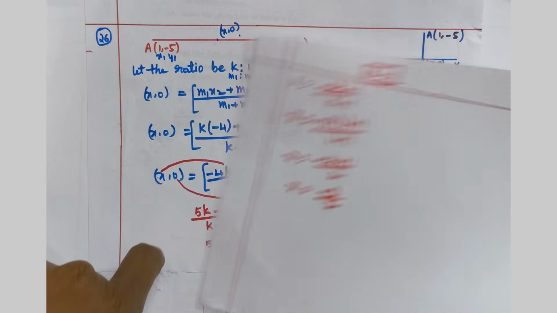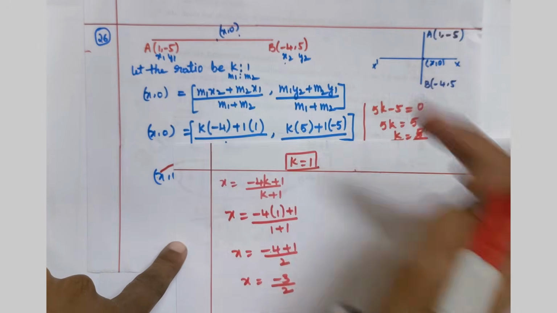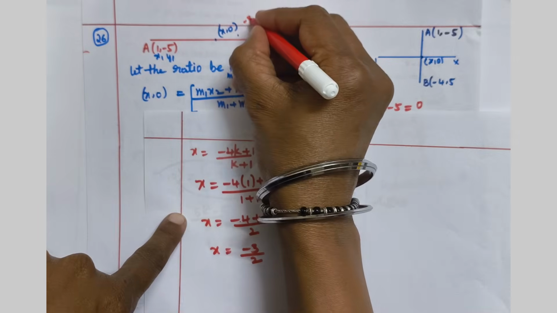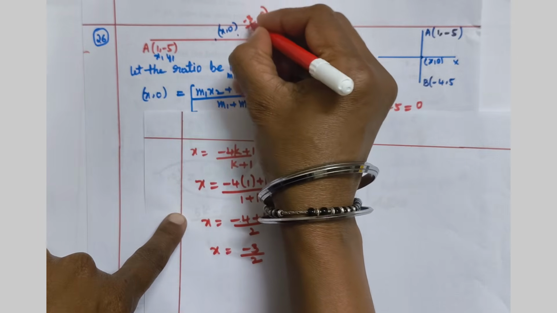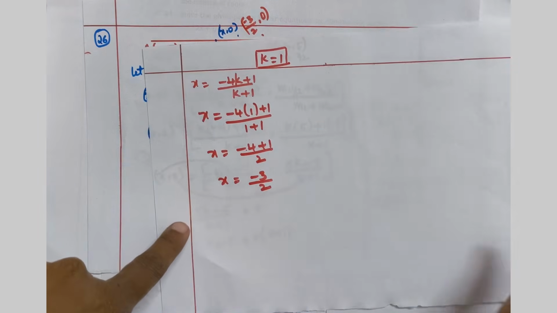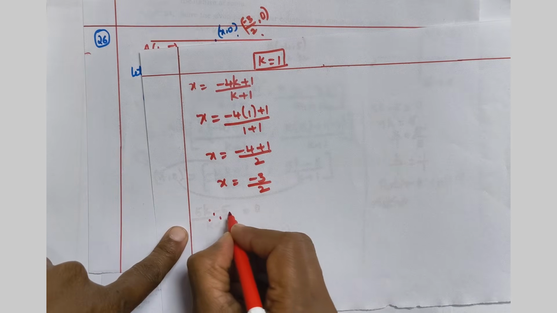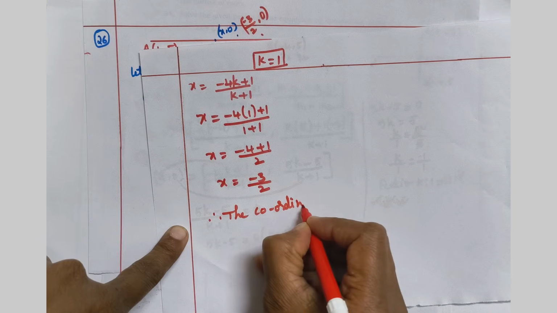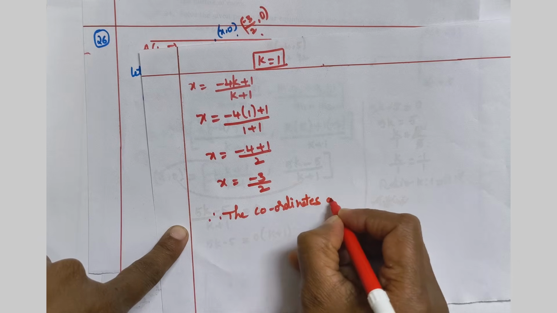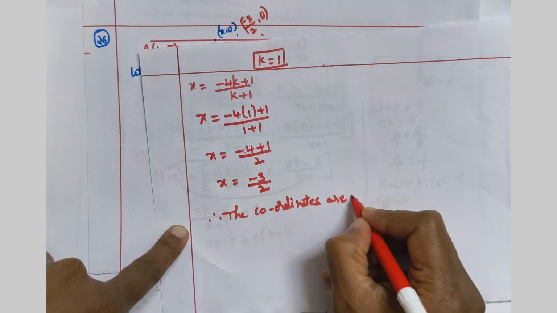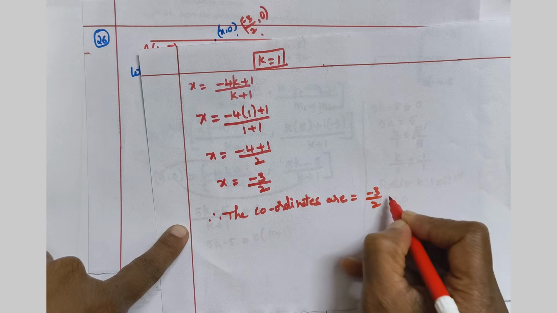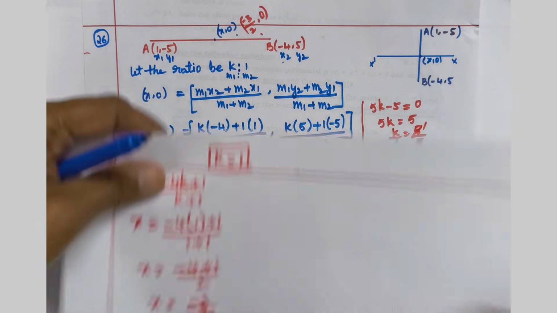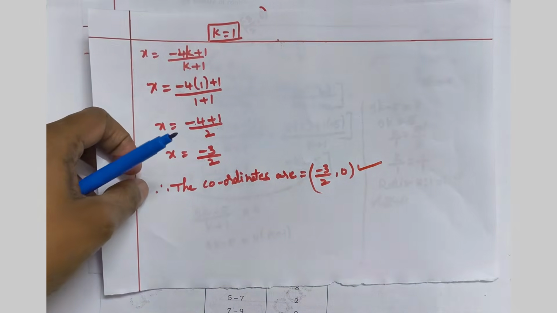So what are the coordinates? The coordinates are (-3/2, 0). So this is the coordinates. Now write the final answer. Therefore the coordinates are (-3/2, 0). So the ratio is 1:1. This is the first answer. This is the coordinates of (-3/2, 0).